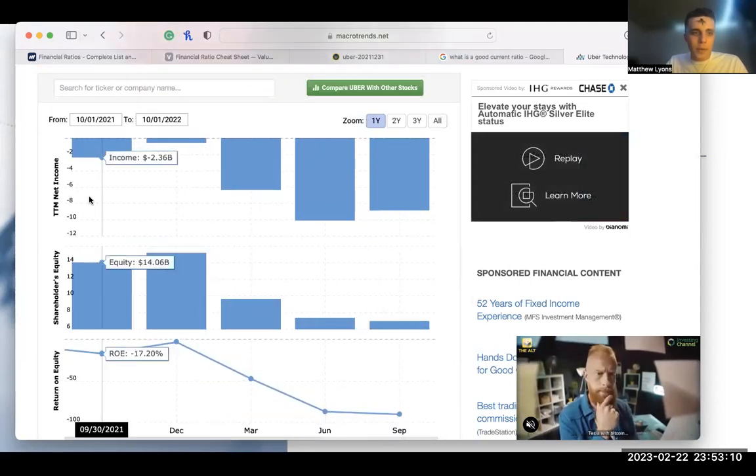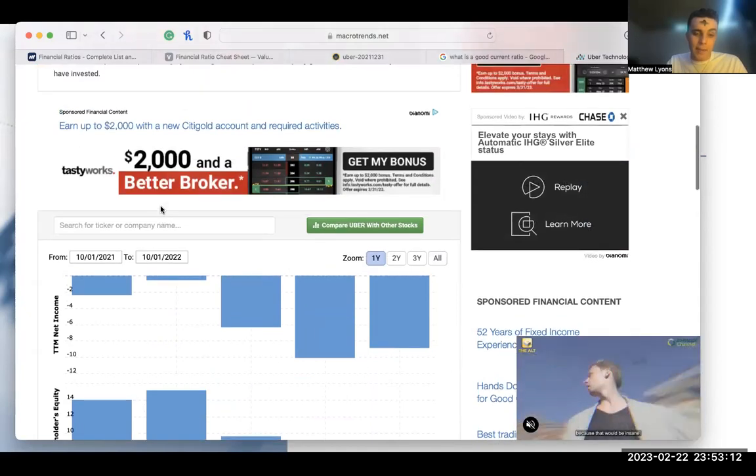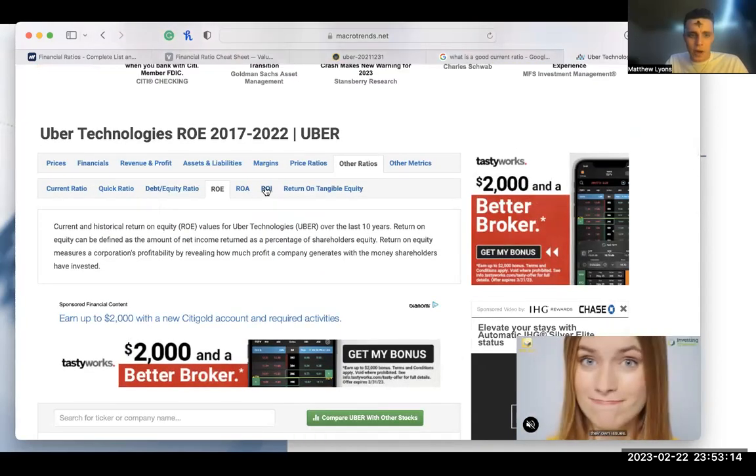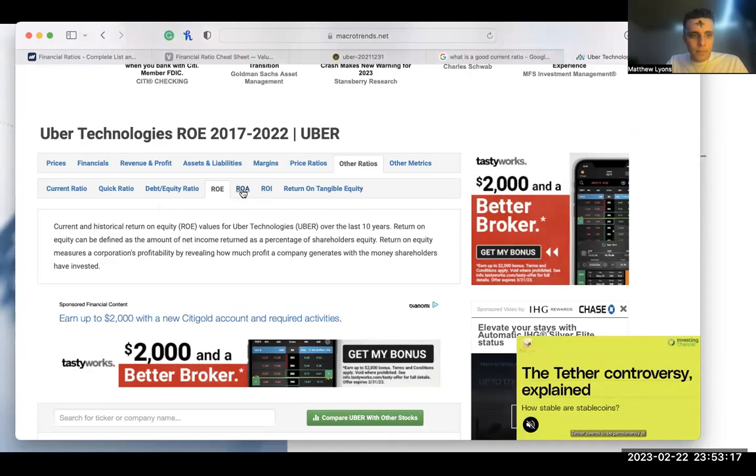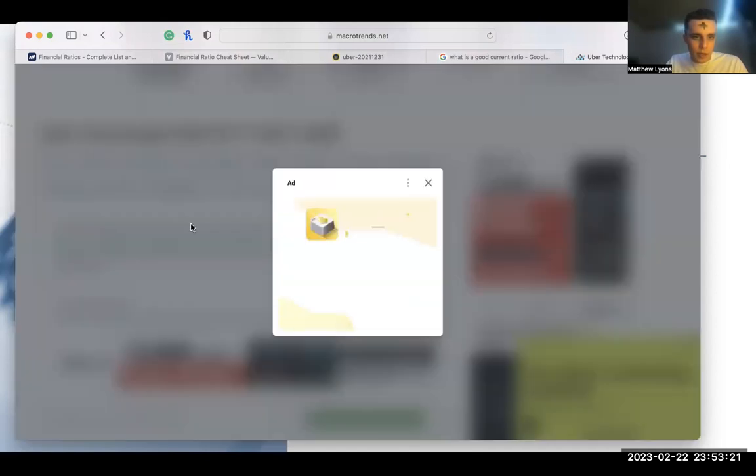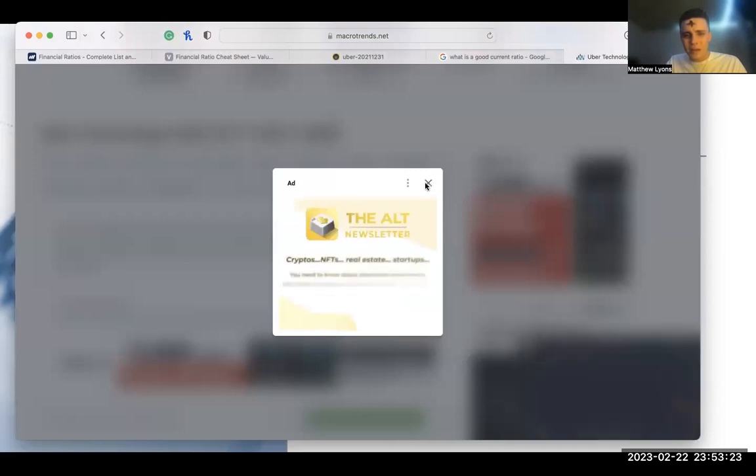Third-party websites are really nice because I can't make this graph in Excel. I'm sure I can, I just don't know how. And this is really nice here. They even give us a bunch of other things, like we can go back to our current ratio. Oh my God, now with the ads again.